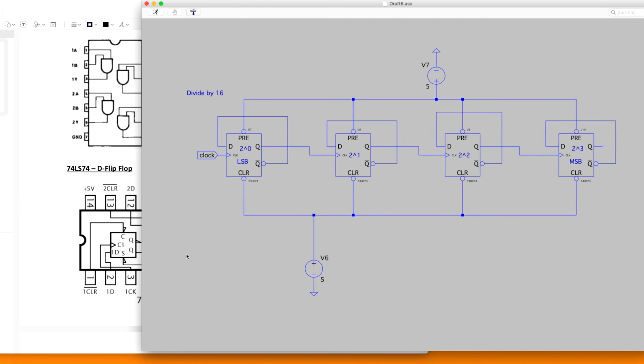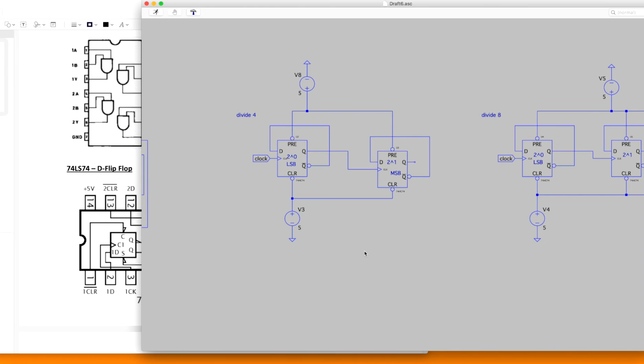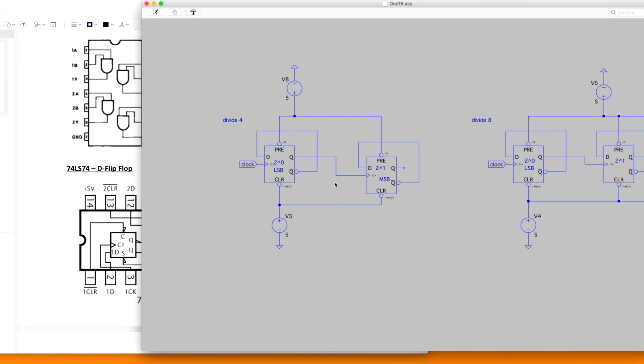I'll start with a divide by 3 counter. So the next power of 2 up from 3 is 4. So this is the base that we need to start with here.